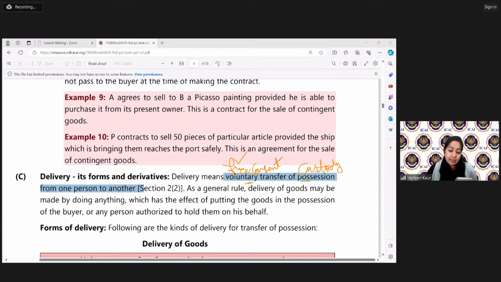It should not be caused by coercion, undue influence, fraud, misrepresentation, and mistake. Kharat and Manthana are saying consent means the same thing in the same sense. That is the meaning of consent. I'm asking when the consent is said to be free. What are the five things the consent should be free from? All these things, then only the delivery is said to be a valid delivery.